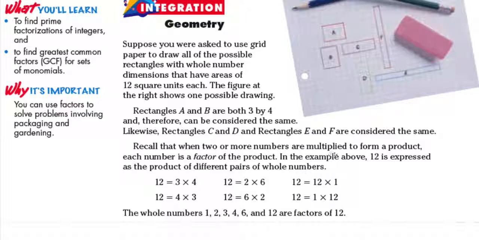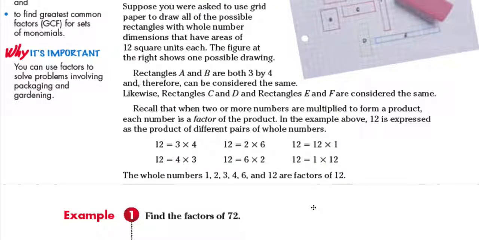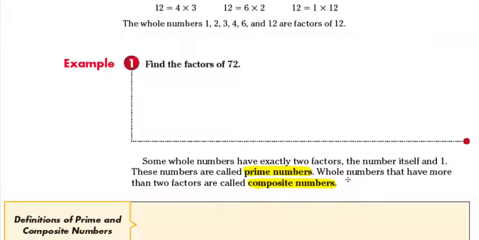Recall that when two or more numbers are multiplied to form a product, each number is a factor of that product. So in the example above, 12 is expressed as a product of different pairs of whole numbers. The factors of 12 can be 3 times 4 or 4 times 3. It can be 2 times 6 or 6 times 2. This is what you get in rectangles C and D. And rectangles E and F will have dimensions 12 times 1 and 1 times 12. So the whole numbers 1, 2, 3, 4, 6, 12 are factors of 12. Very basic.